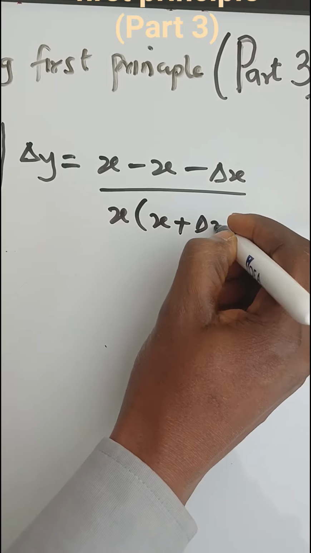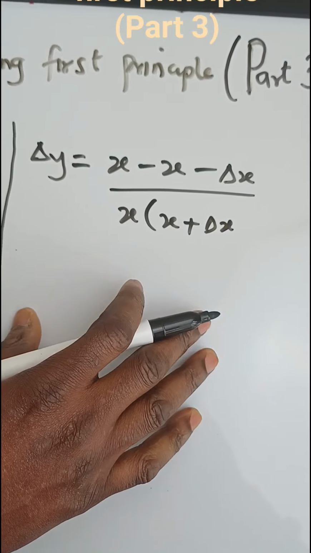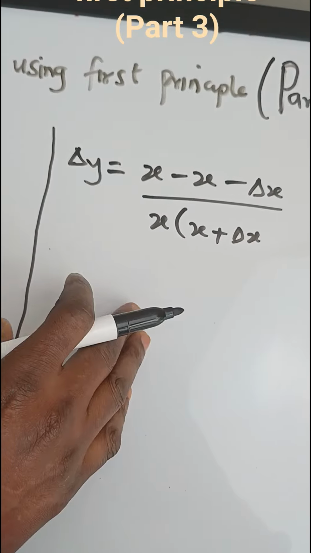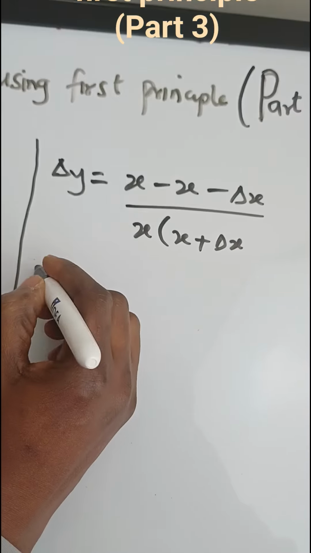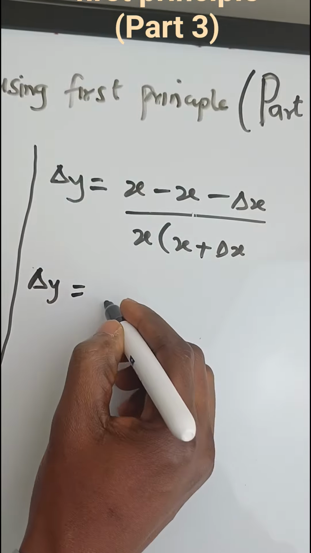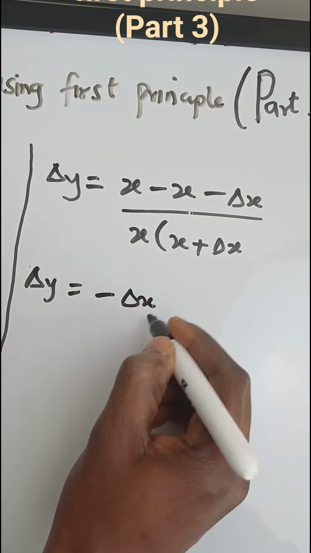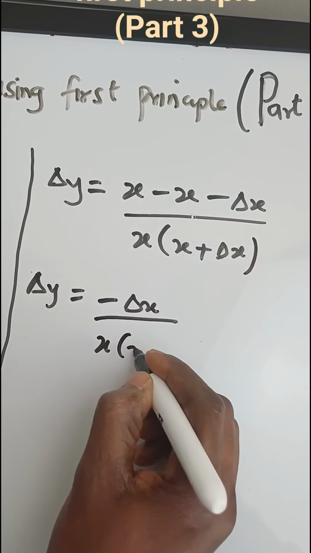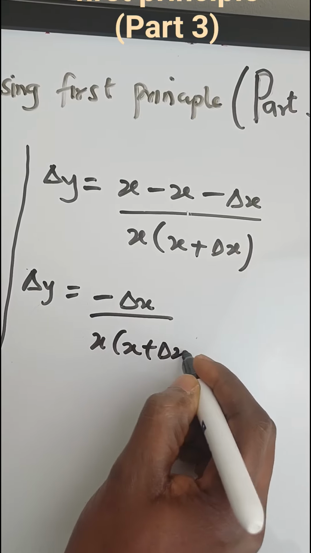plus change in x. So now the next thing is to divide by change in x. So you are dividing both sides by change in x. But before then, you have change in y. x minus x will go. You have minus change in x over x plus change in x.